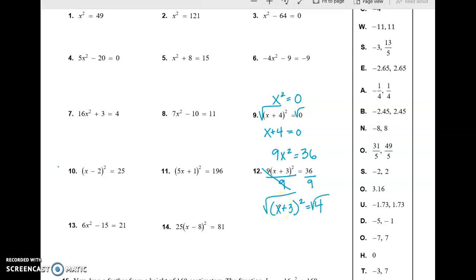Now you do the same thing we just did. The square root of (x + 3) squared is x + 3, equals the square root of 4, which is plus or minus 2. So break it into the two equations and go there.